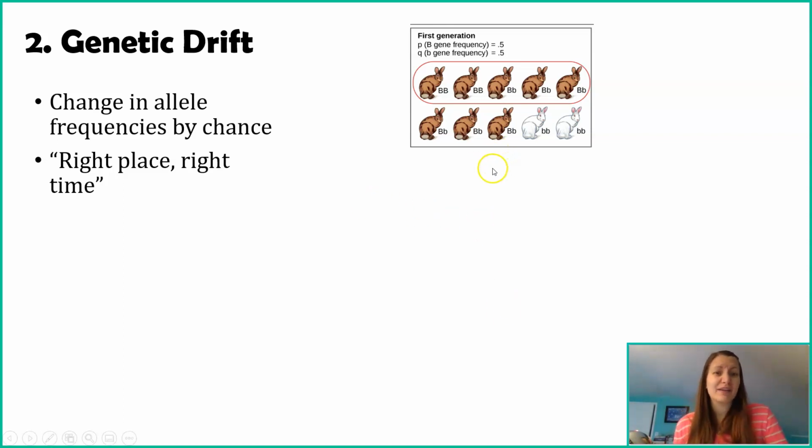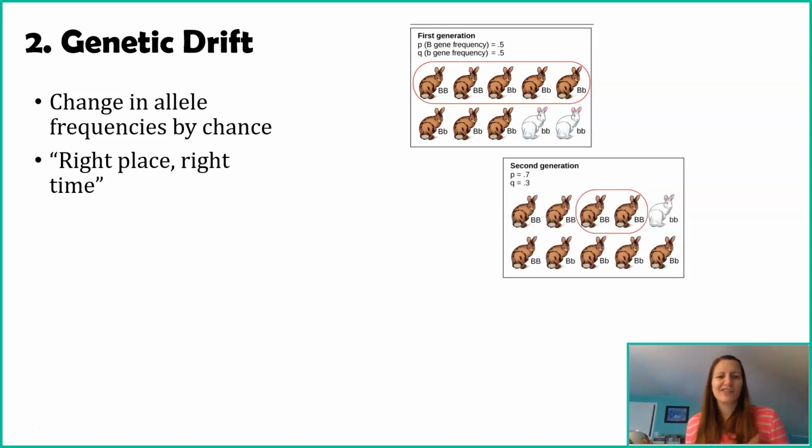So we've got an even number of homozygous dominant and recessive, and an in-between number of our heterozygotes. Now, what I mean by right place, right time is the ones in this red circle represent the ones that happen to reproduce in this generation. Not because they were more attractive, or because they survived longer, it's just those were the ones that happened to reproduce. No reason behind it. So if those 5 are reproducing with one another, here's our next generation.